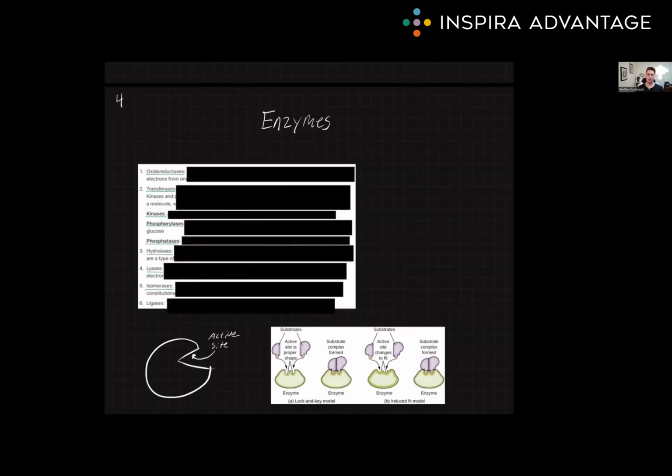Enzymes are specialized proteins that catalyze chemical reactions in a living organism. They are named based on the substrate they act on and the type of reaction they catalyze. Today, we're going to talk about the common enzyme names and their catalytic properties that you need to know for the MCAT, as well as talk about how enzymes actually work.